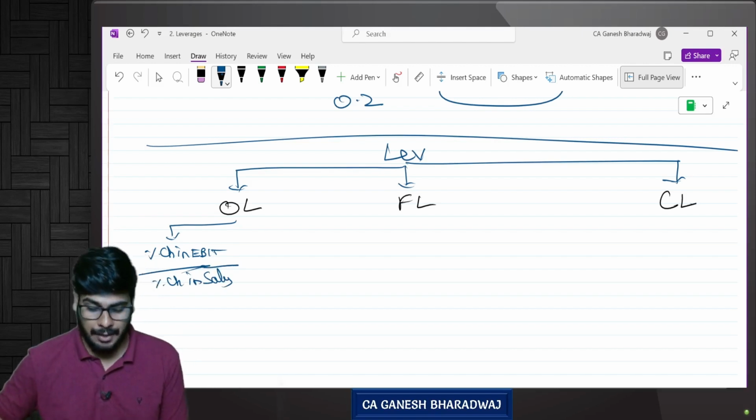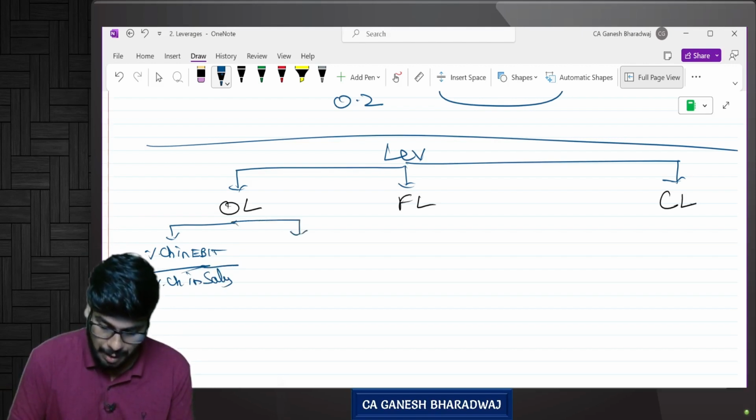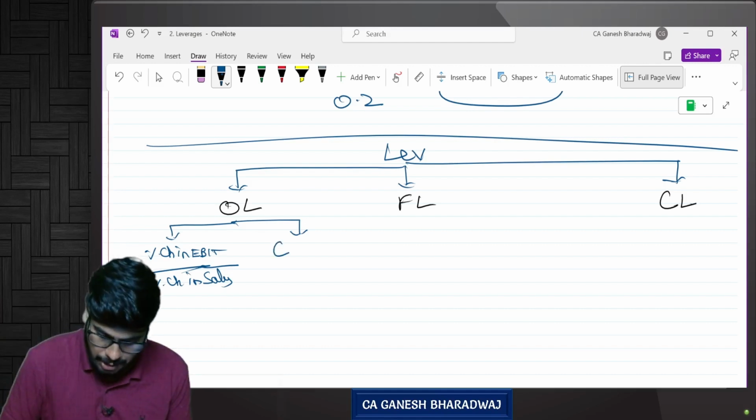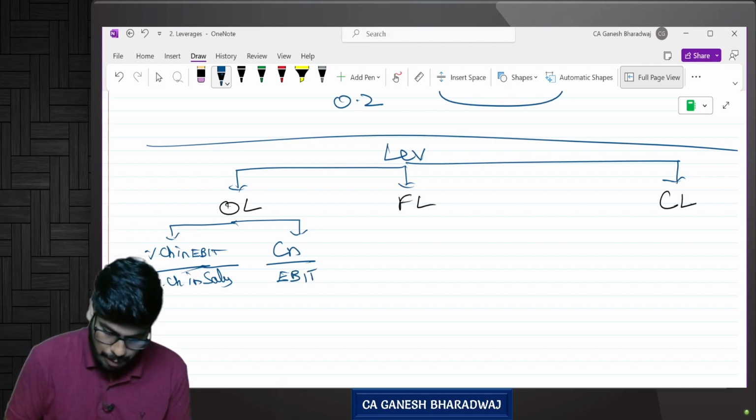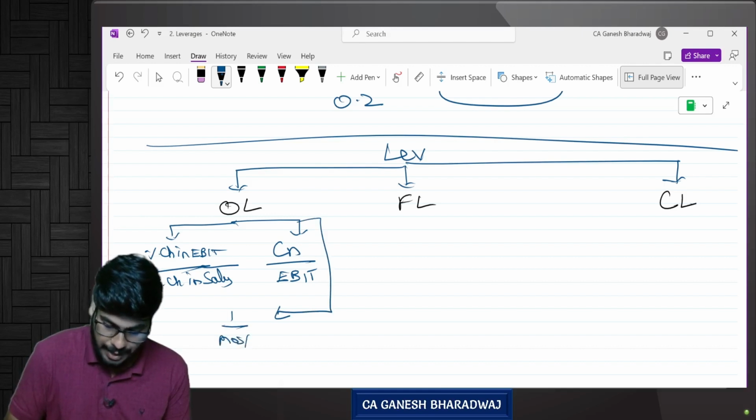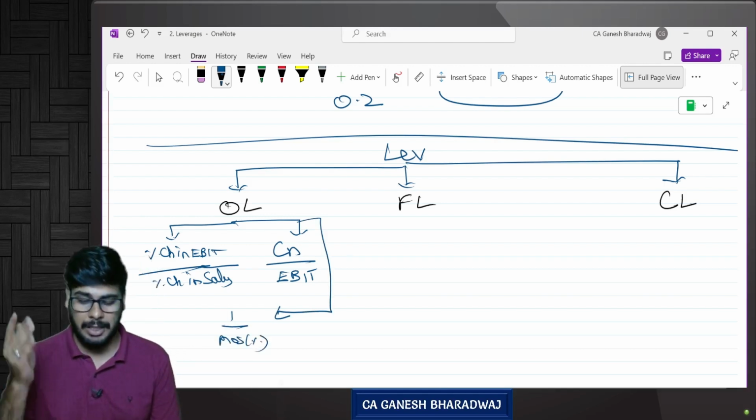Or there is another formula here. What is this other formula? Sandwich formula, that is contribution divided by EBIT. Are you clear with this? Then one more formula is there. I'm putting it here. Just now we saw 1 divided by margin of safety as a percentage. This is one more formula that we saw right now.